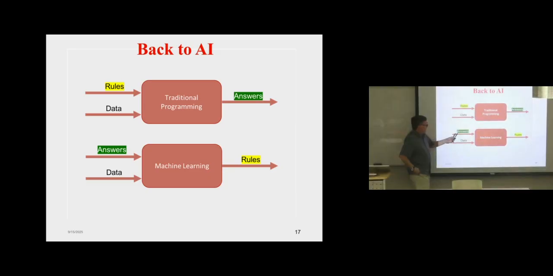This is traditional programming. I give it rules, I give the system data, and it gives me answers. Machine learning is different.